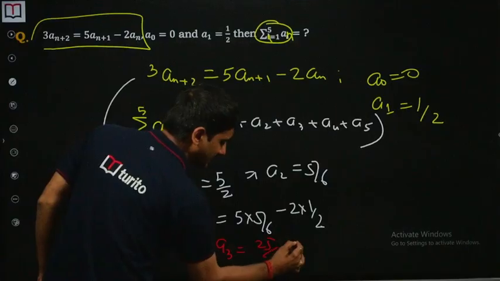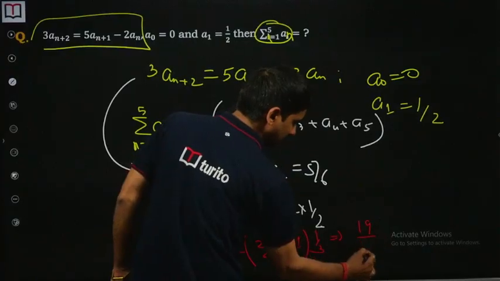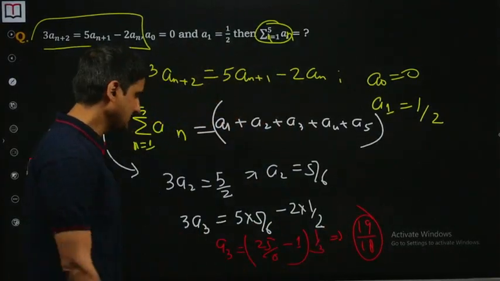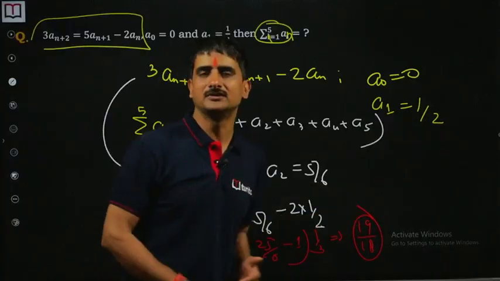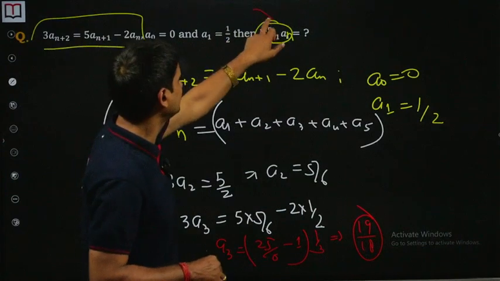by 6 minus 1 whole divided by 3. So it's nothing but 19 by 18 type of thing. That's your A3. Then you need A4 and one more term A5. So that's one way of analyzing it. That's what I thought when I saw just 5 terms here.